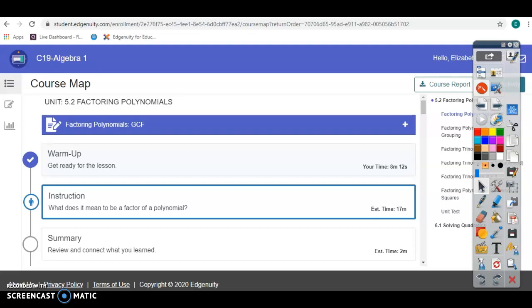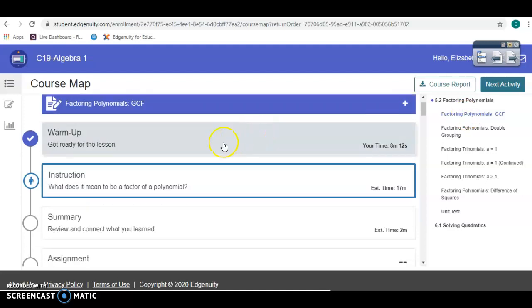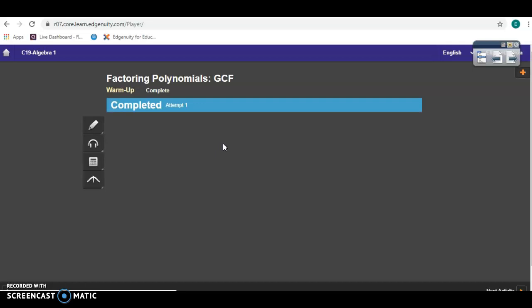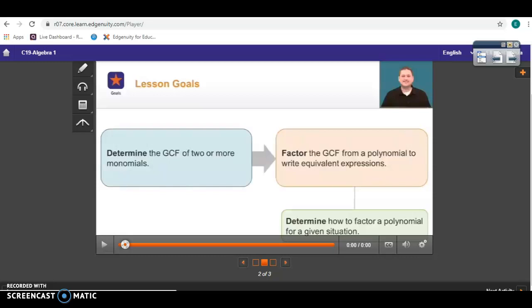Okay, this video is going to be for factoring polynomials with greatest common factor. So it's the first one right here. Let me move this out of the way. This one, greatest common factor. On the warm-up, he basically starts factoring and showing you how to factor.